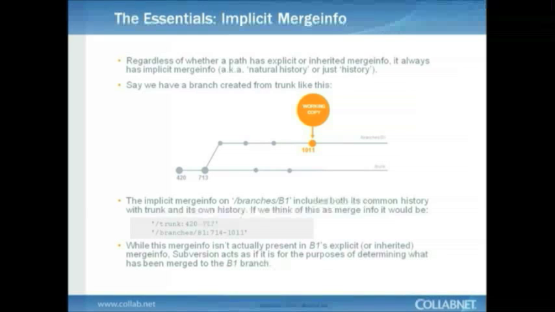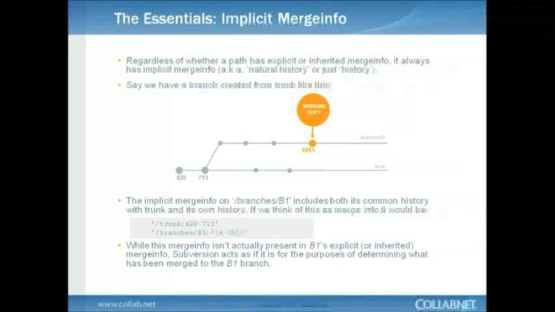Now, regardless of whether a path has explicit or inherited merge info or neither, if it's in the repository, that is, if we've committed it, it always has implicit merge info. Implicit merge info is nothing new. It's just a way of viewing a path's history through the lens of merge tracking, specifically through the lens of merge info.